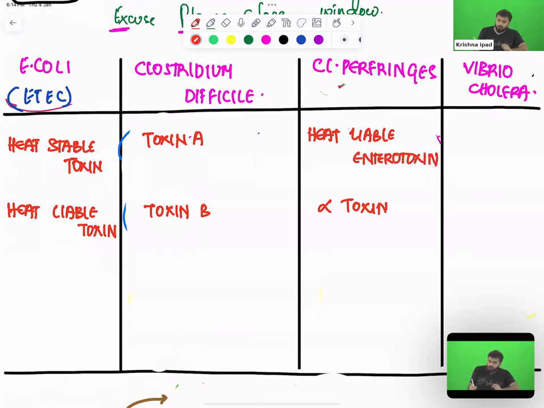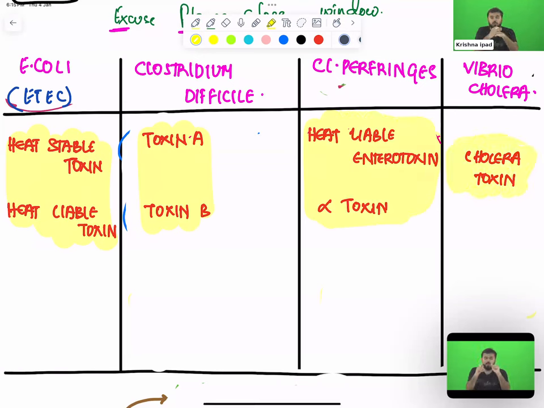Heat labile enterotoxin. And finally, Vibrio cholerae releases cholera toxin. Cholera toxin has how many subunits? You remember that? Cholera toxin has two subunits, subunit A and subunit B, right? So these were the things we discussed yesterday. Overall, these are the important points you have to know: the different kinds of toxins that are released. This is very, very important, okay? Heat labile enterotoxin, alpha toxin and all. These are the important toxins you have to know.